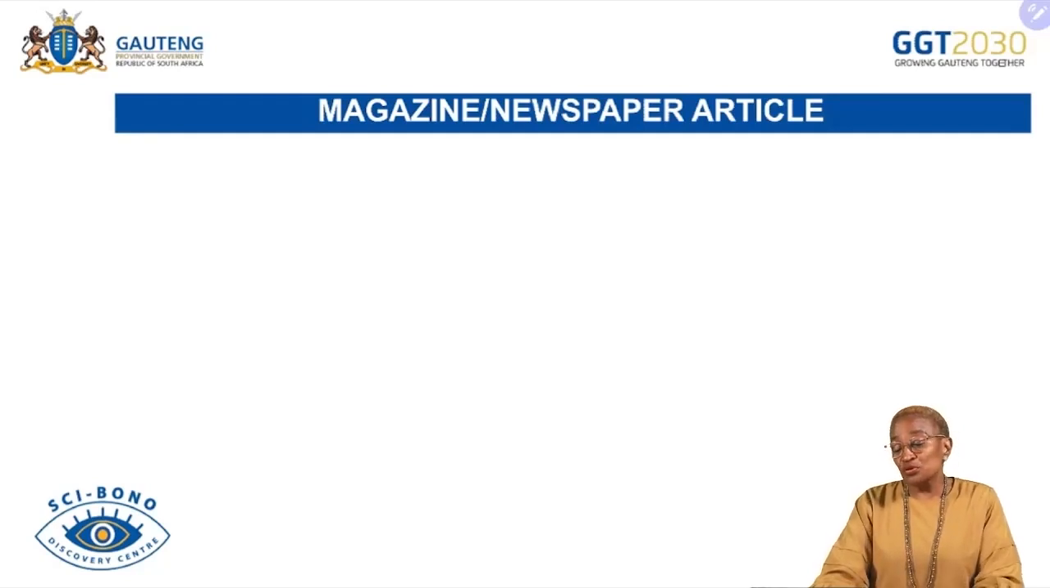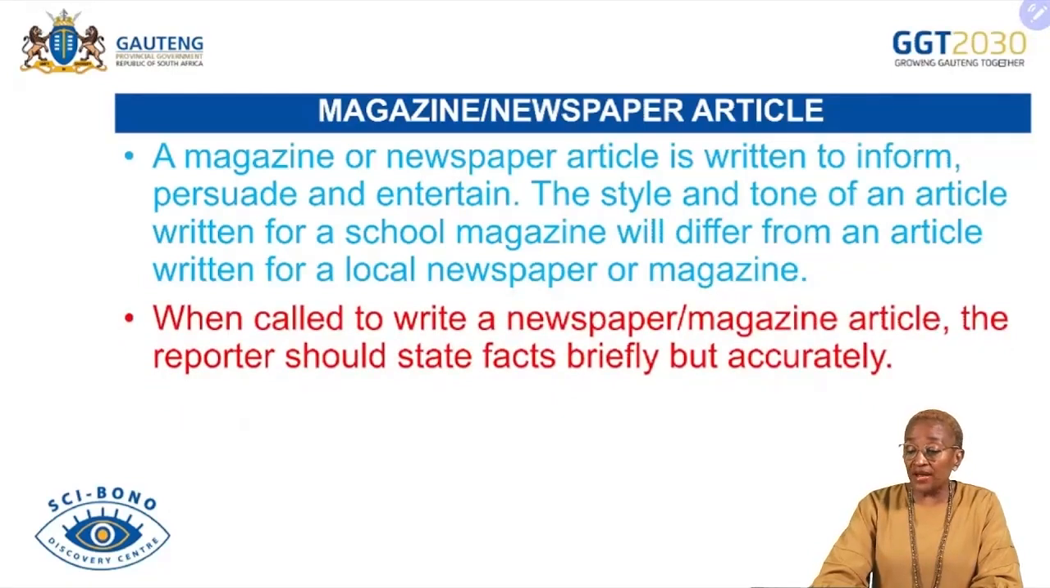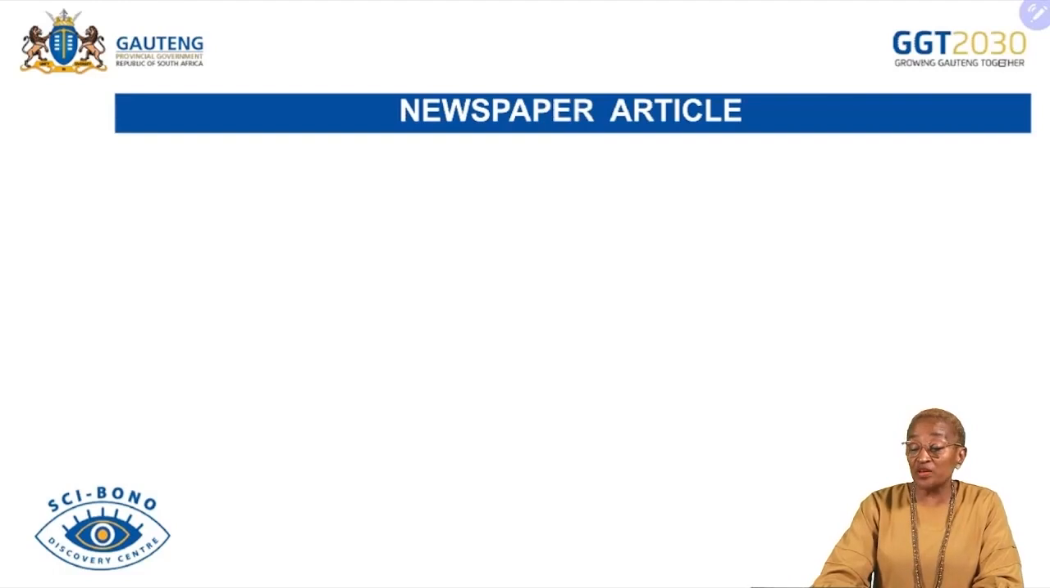Let's now move to our magazine or newspaper article. A magazine or newspaper article is written to inform, persuade, and entertain. The style and the tone of an article written for a school magazine will differ from an article written for a local newspaper or magazine. When called to write a newspaper or magazine article, the reporter should state facts briefly but accurately. Let's have a look at the newspaper article.